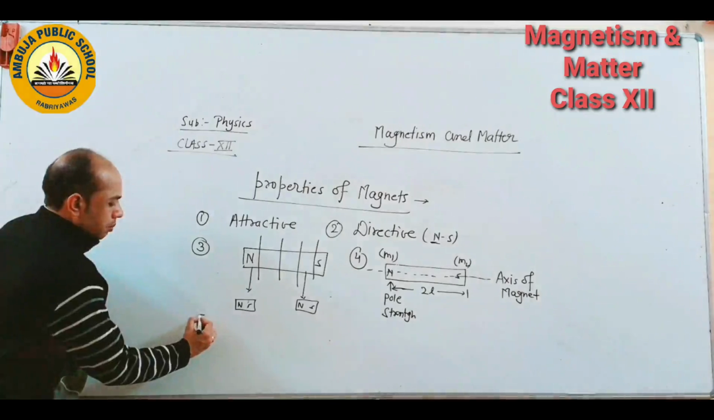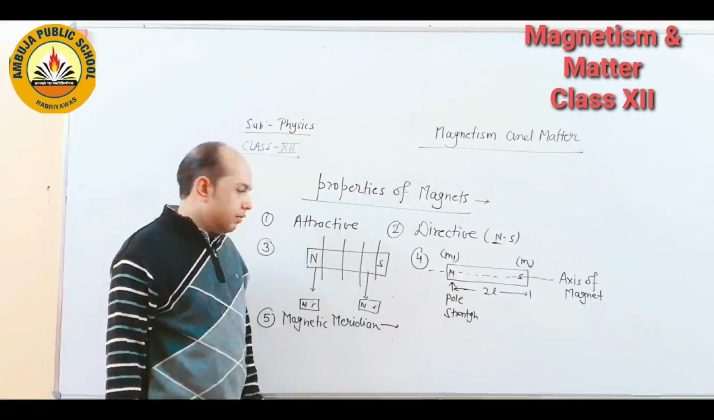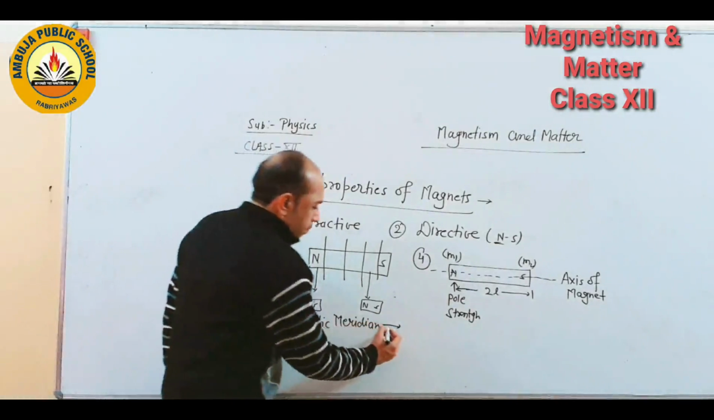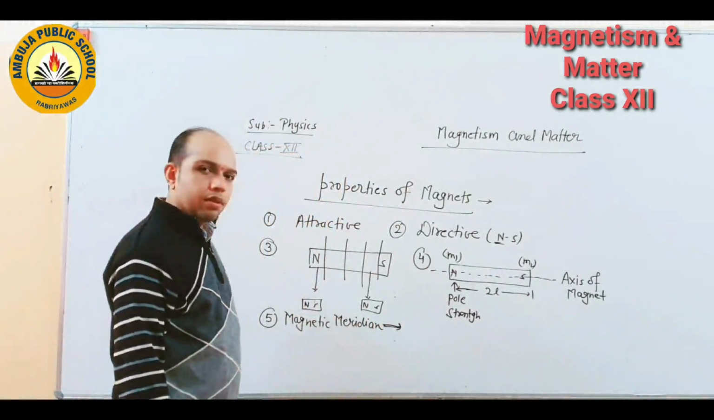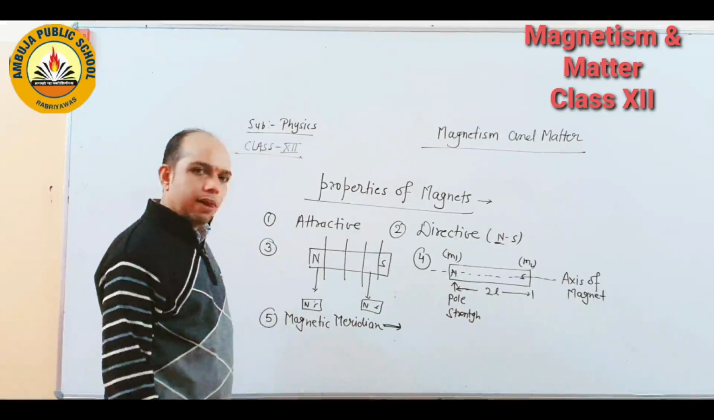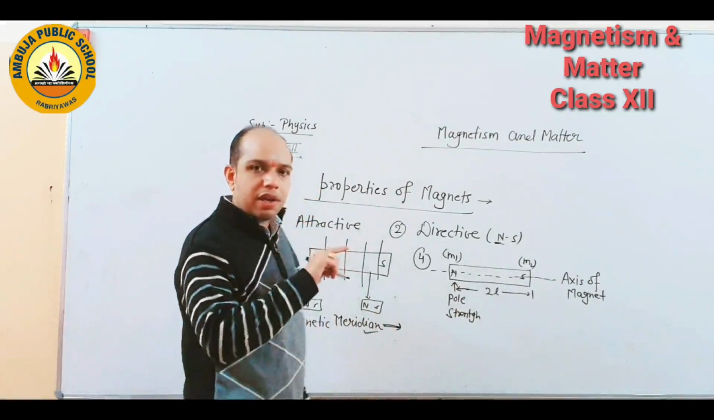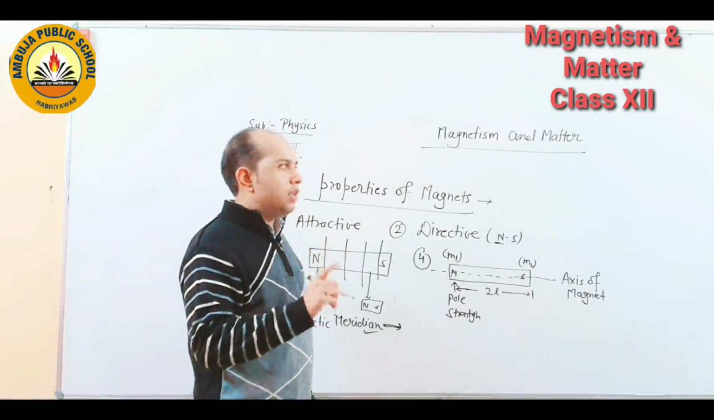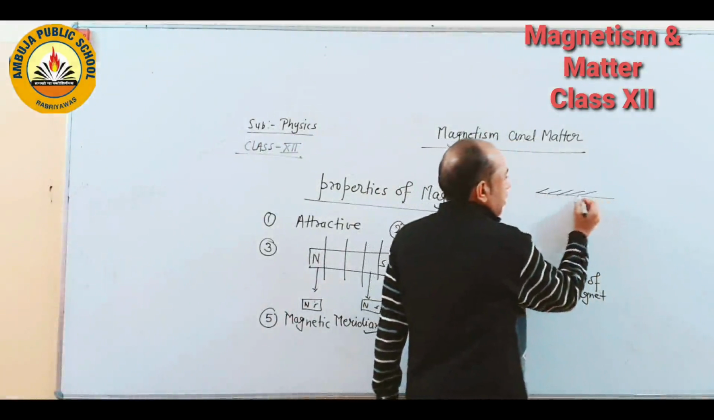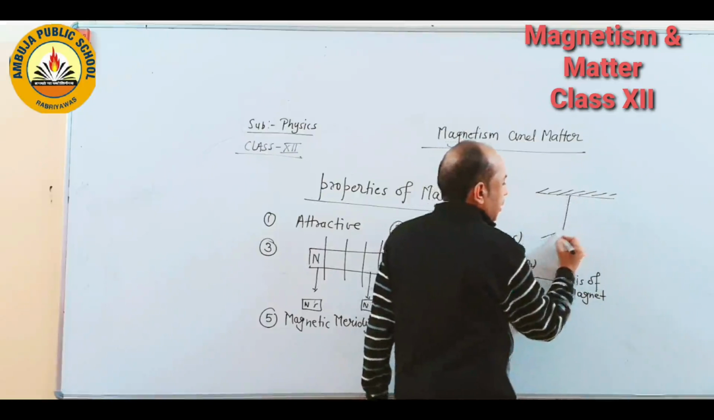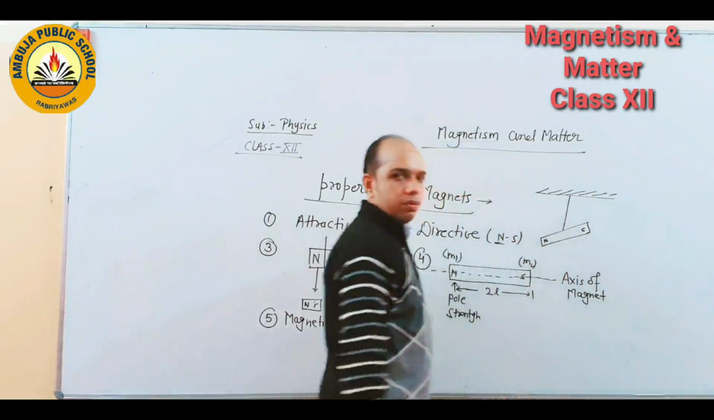And the fifth one is magnetic meridian. This is very important. In magnetic meridian, when a freely suspended magnet is placed horizontally, this is called the magnetic meridian. That means a vertical plane passes through a freely suspended magnet. For example, if I draw a diagram in which a magnet is suspended freely, that is north and south.